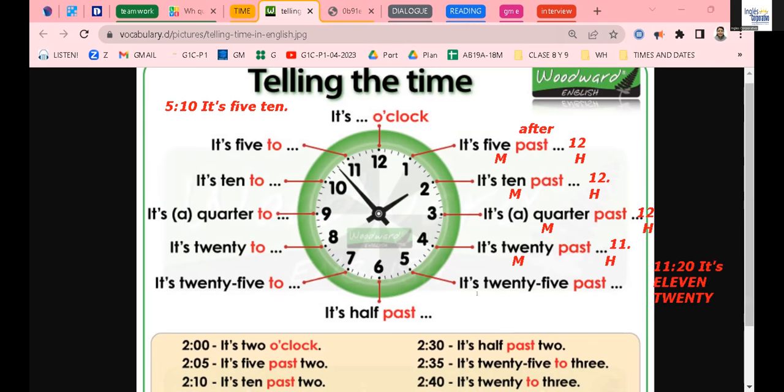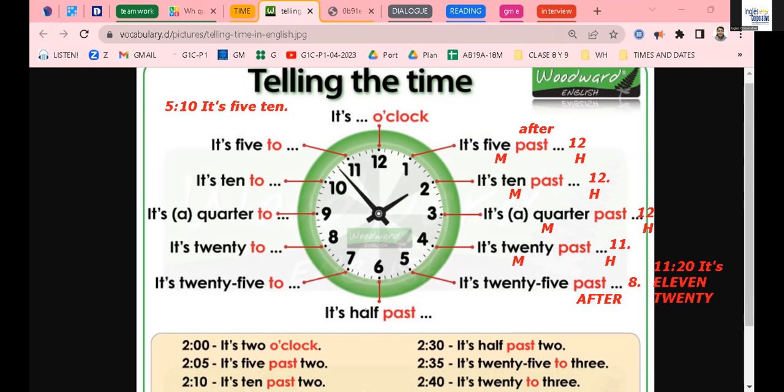Ahora vamos con los 25 minutos. It's 25 past. Ahora cambiamos la hora, las 8. It's 25 past 8. Es decir que son las 8 y 25, ¿verdad? O 25 minutos pasadas las 8, que es lo mismo, solo es otra forma de decirlo. Okay. Y como les comentaba, pueden utilizar la palabra after también. No cambia el significado.